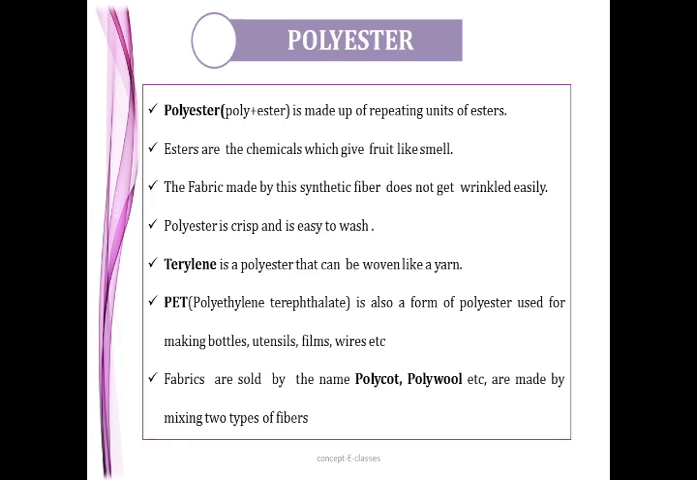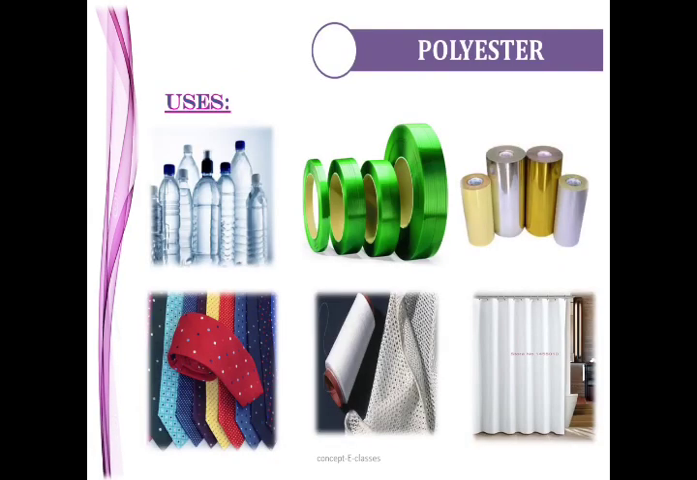Okay, and there are two types of polyester you can mainly classify, that is terylene. Terylene is a polyester that can be woven like a yarn. And the next one is PET. What is PET? PET is polyethylene terephthalate. It is also a form of polyester used for making bottles, utensils, etc. And fabrics are sold by the names polycot, polywool, etc. They are made by mixing two types of fibers, polycot and polywool. This is mixing. Okay, and these are the different uses of polyester.